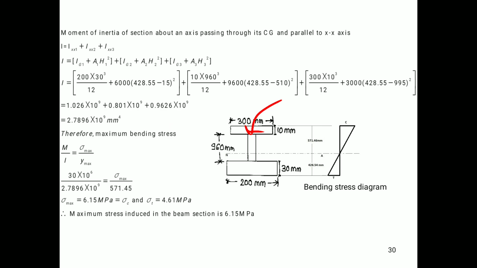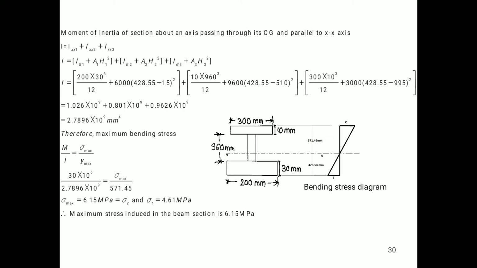On summing the values of Ixx1, Ixx2 and Ixx3, we have the moment of inertia for the entire body. Therefore, for the entire body, we have moment of inertia equal to 2.7896 into 10 raised to 9 mm raised to 4. Remember that for the entire section, we have found the value of moment of inertia by using the parallel axis theorem, and we have applied the parallel axis theorem for the individual sections of the beam section.